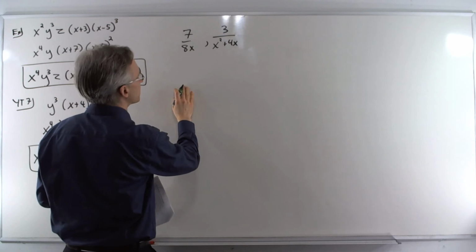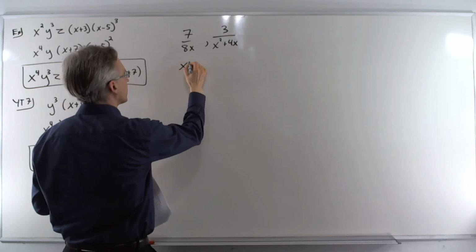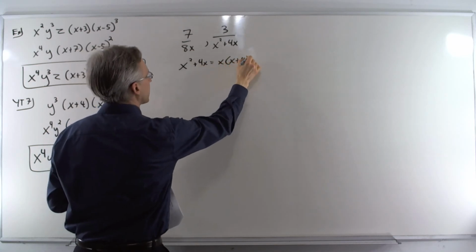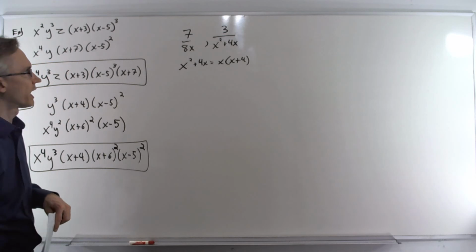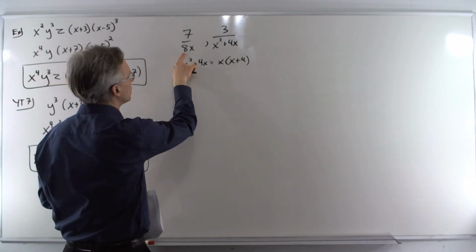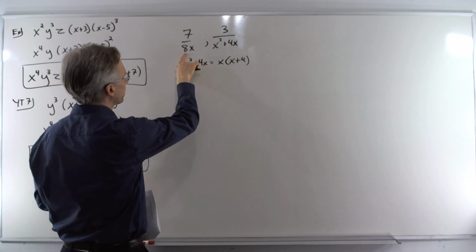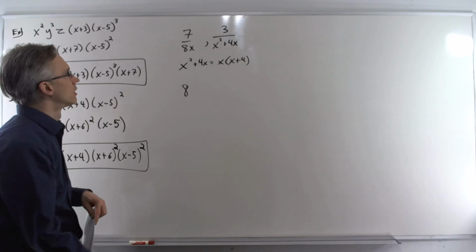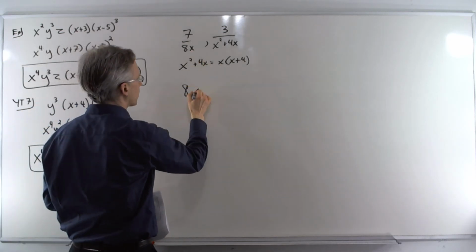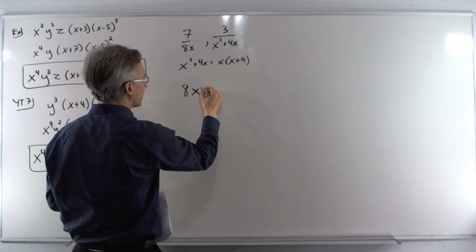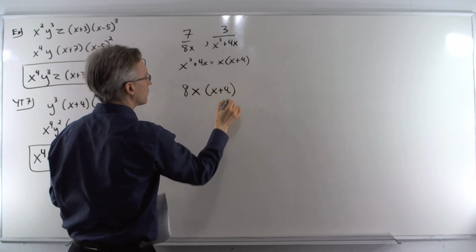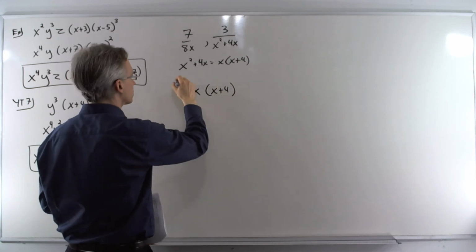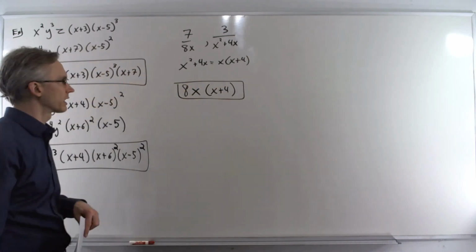8x, that's just 8 times x. Not much to do there. But x squared plus 4x equals x times x plus 4. So we've got 8 for a coefficient. We have 1 down here, so we know that 8 will be the coefficient on the LCM. Now we've got x here and x here, so those got to bring down an x base. And then we need x plus 4. Now everything has an exponent of 1, so we're done. 8x times x plus 4.